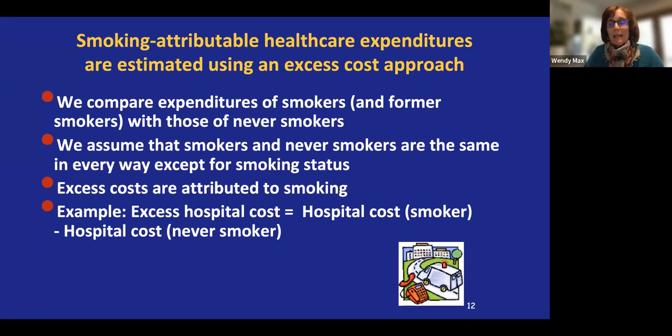As an example, we might look at the hospital cost of a smoker and compare it with the hospital cost of someone who never smoked but is the same in every way as the smoker. Then the difference is what we attribute to smoking because we've already taken account of every other way in which they differ. So that's conceptually what we're trying to do here.